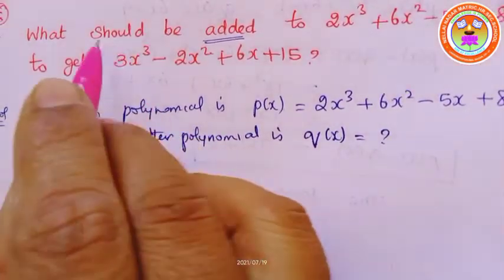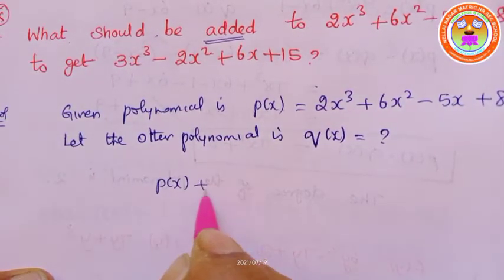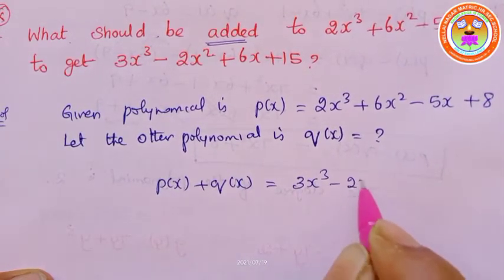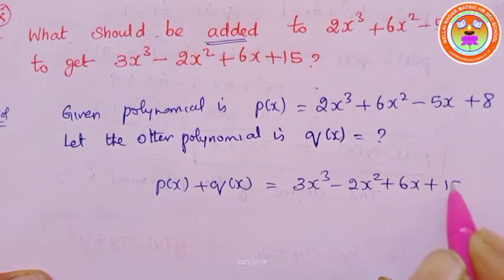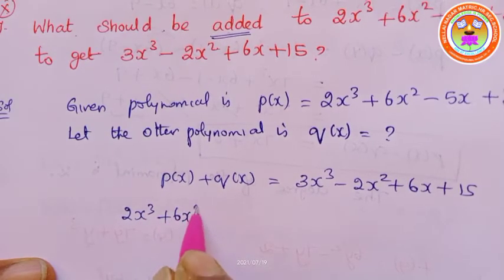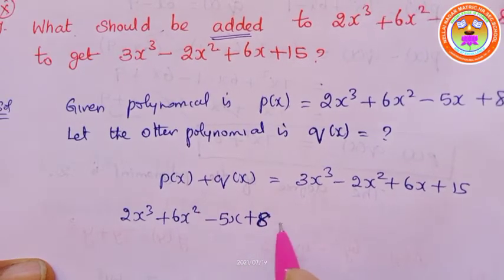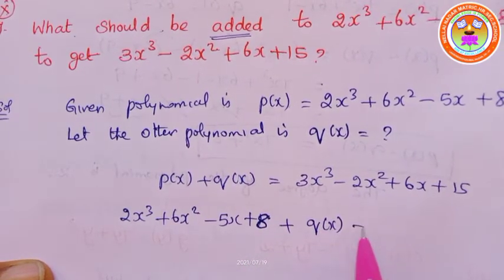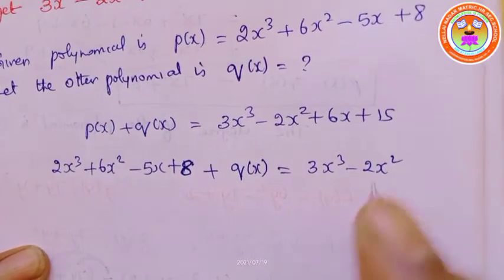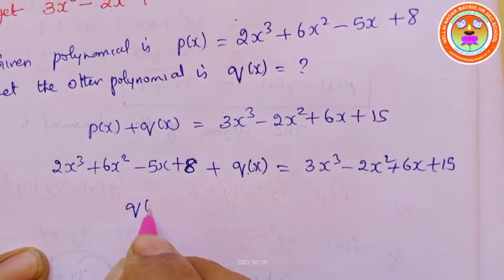Okay. Now what is the question? What should be added? That is p of x plus q of x is equal to, what you get? 3x cube minus 2x squared plus 6x plus 15. That is what should be added, right? So 2x cube plus 6x squared minus 5x plus 8 should be added to get 3x cube minus 2x squared plus 6x plus 15. So q of x you keep as it is, children.